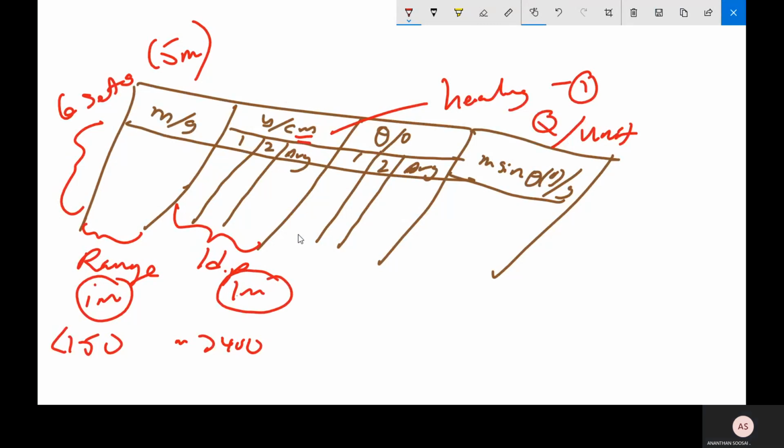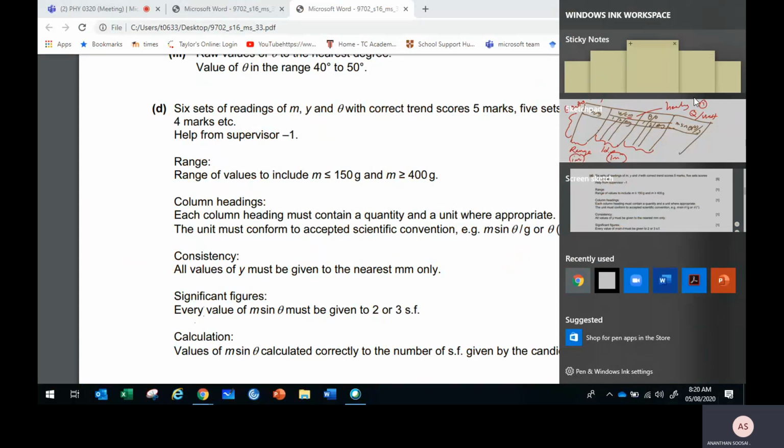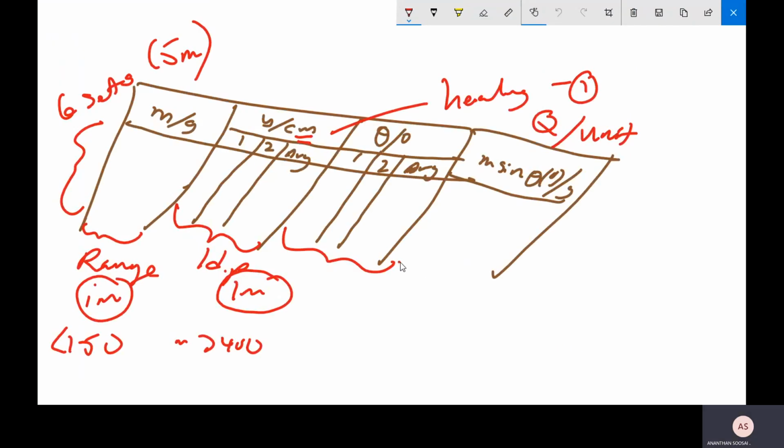Next, theta. Consistency of y is given to the nearest mm only. Every value of m sin theta must be 2 or 3 SF. The final answer should be 2 or 3 SF. A mixture is allowed, for example one is 3 SF and the second value is 2 SF. A mixture is allowed.